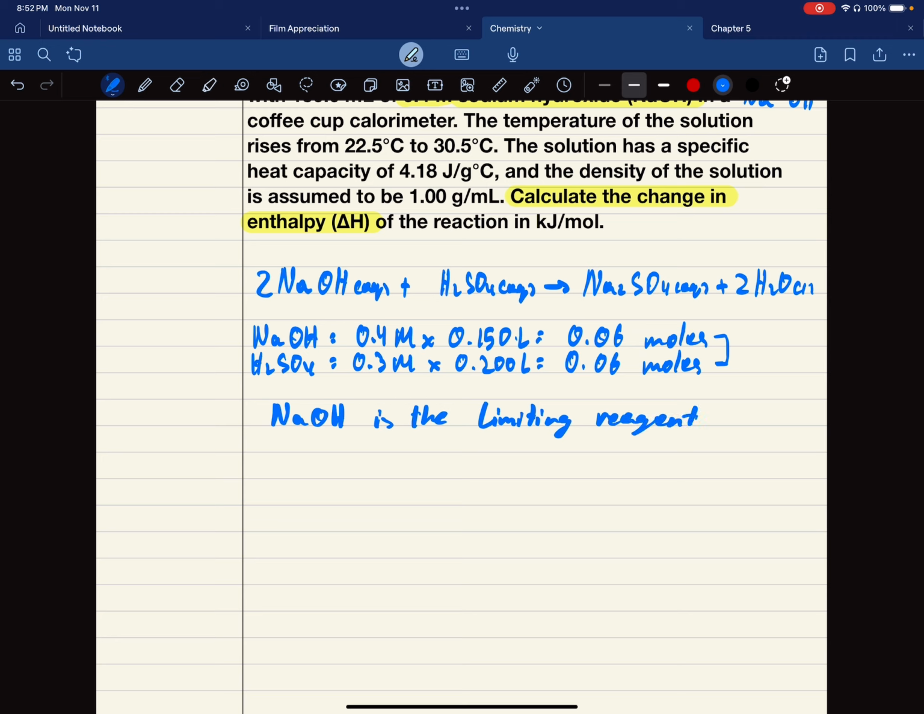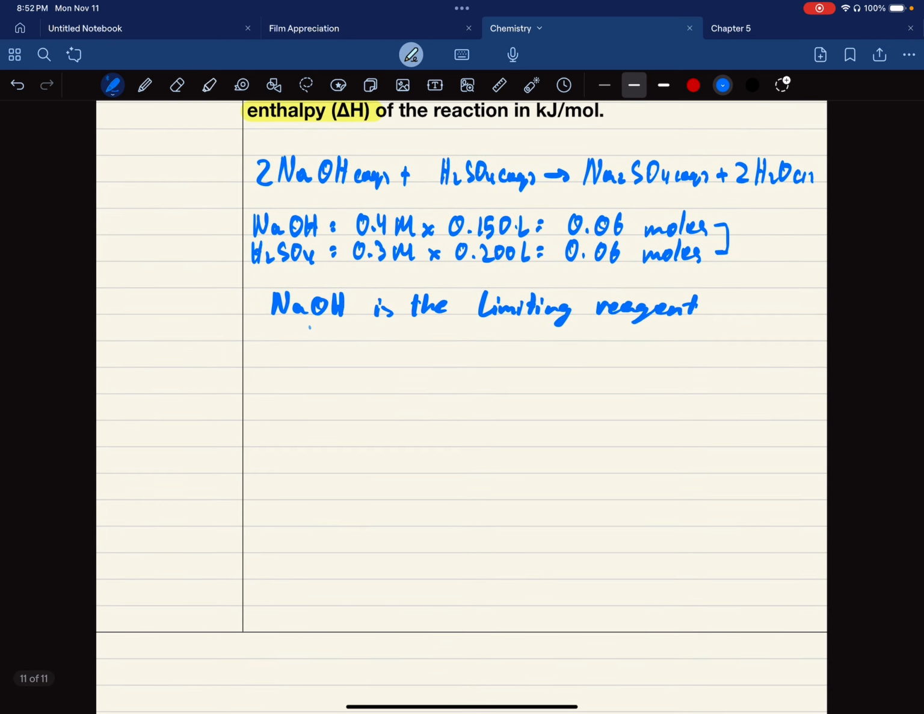Again, how we found this out? We needed 2 moles of NaOH to get 1 mole of Na2SO4, while we only needed 1 mole of H2SO4 to get the same product. So that gives us our limiting reagent.